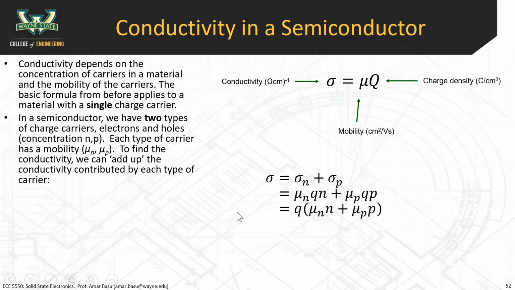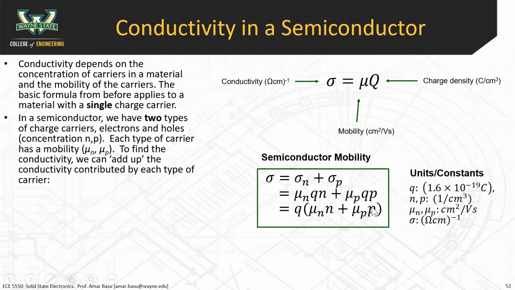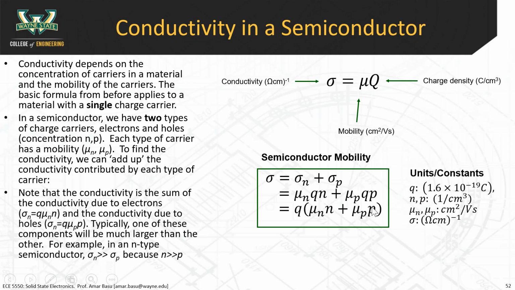So in the case of, this is the semiconductor mobility. Okay, got the constants there. So this term is dominant in an n-type semiconductor because this n is much larger than p. All right, so in an n-type semiconductor, you can actually ignore this next term, the second term. And so sigma n is much greater than sigma p because n is much greater than p. And then in a p-type semiconductor, the second term is dominant.